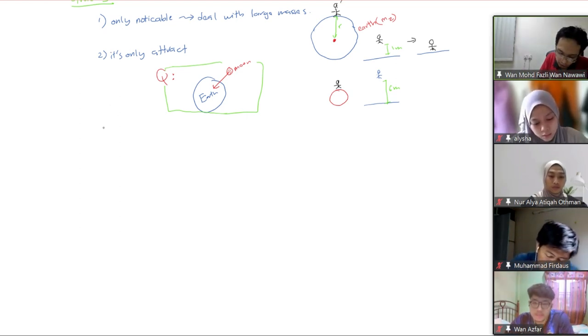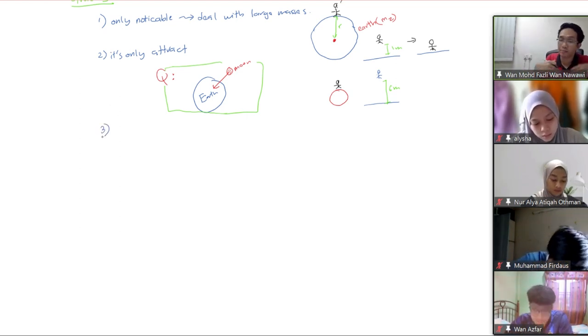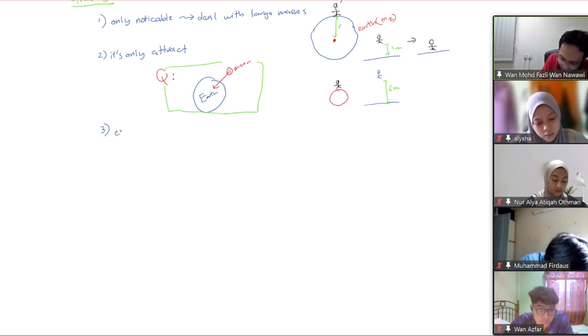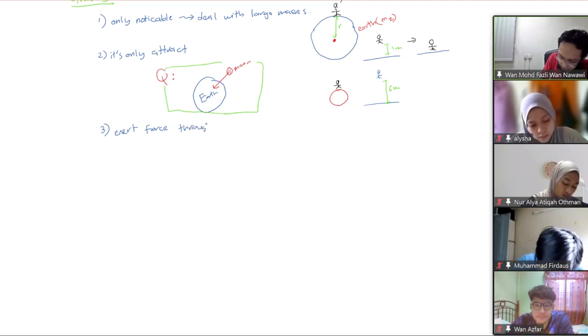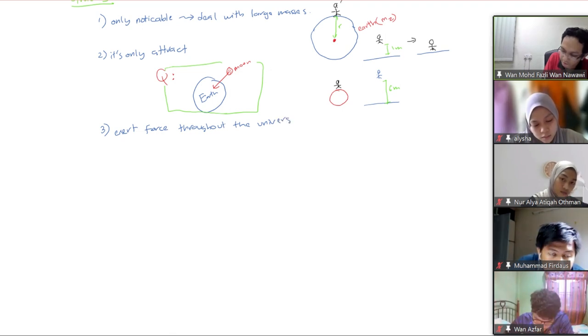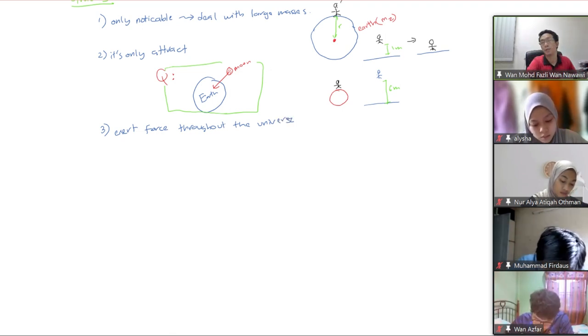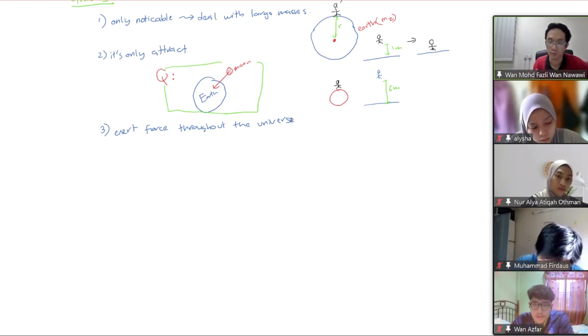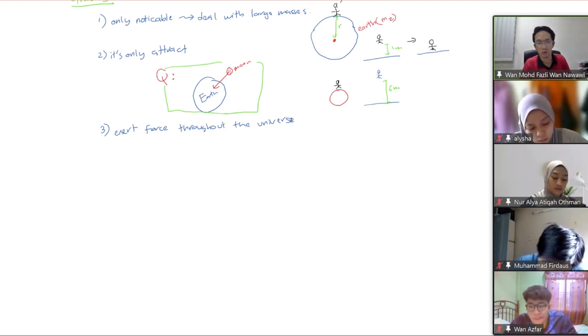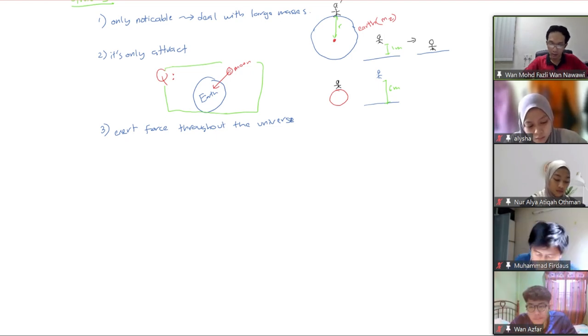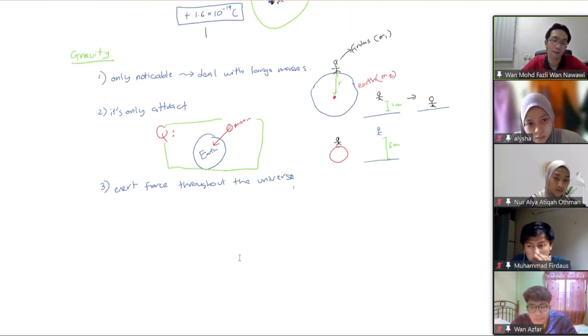The third property of gravity is that it permeates. It exerts force throughout the universe, meaning that everything is subject to gravity. For example, the moon, the sky, whatever is subject to gravity. So that's the properties of gravity. I think that is enough for gravity.